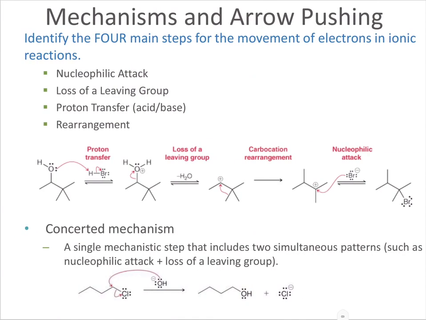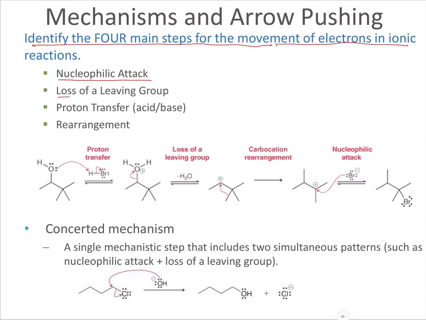Now let us go into reaction mechanisms and how we do the arrow pushing. In every reaction, you need to be able to identify the main steps for the movement of electrons. These 4 steps include what we call the nucleophilic attack. So we need to identify the nucleophile. The nucleophile will usually attack an electrophile.